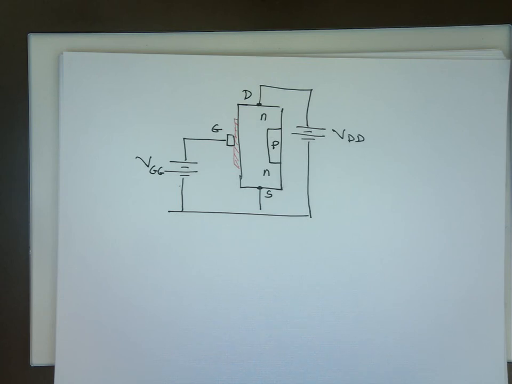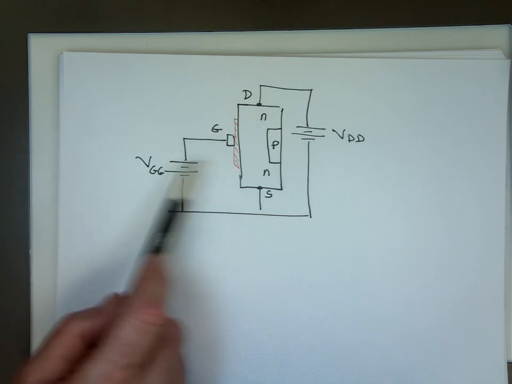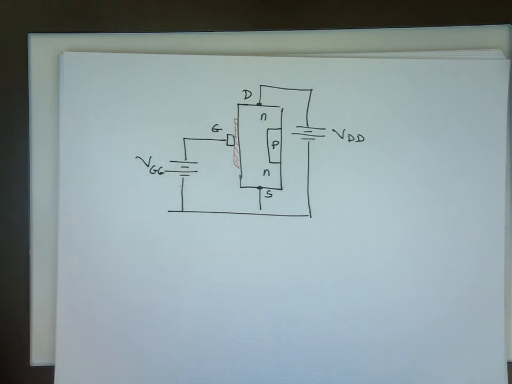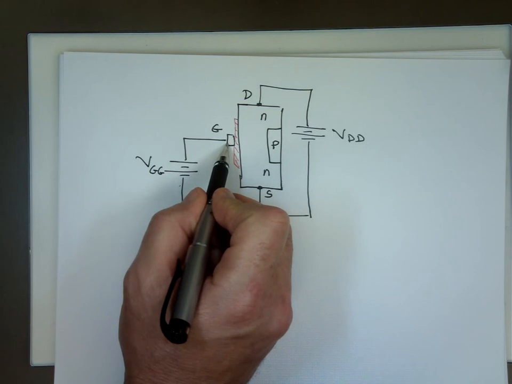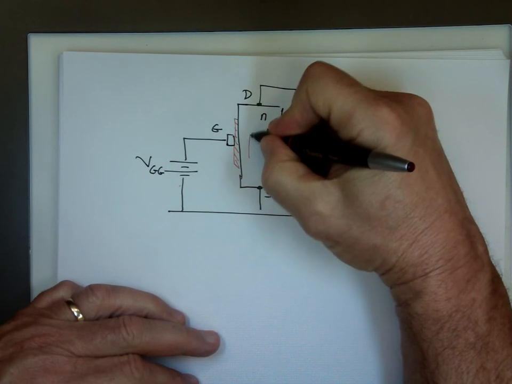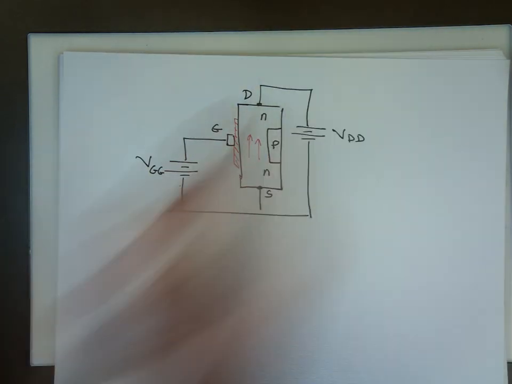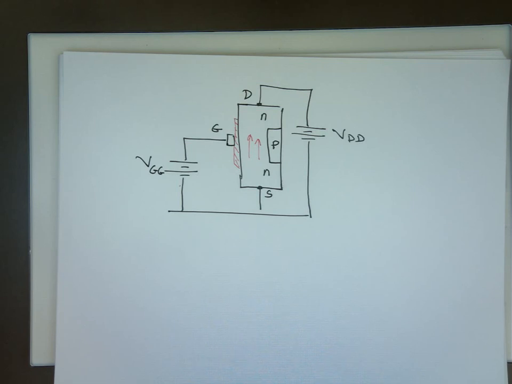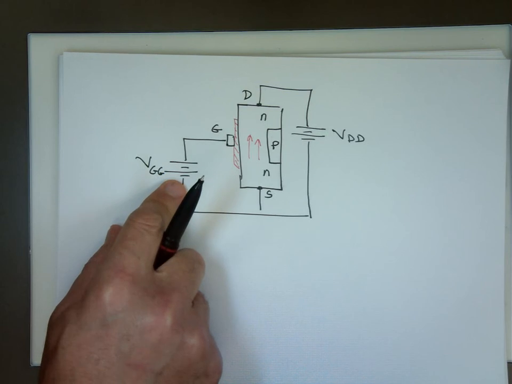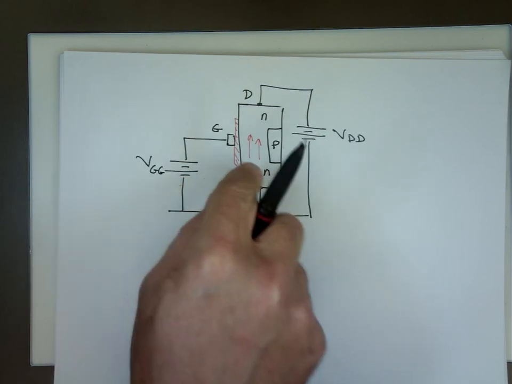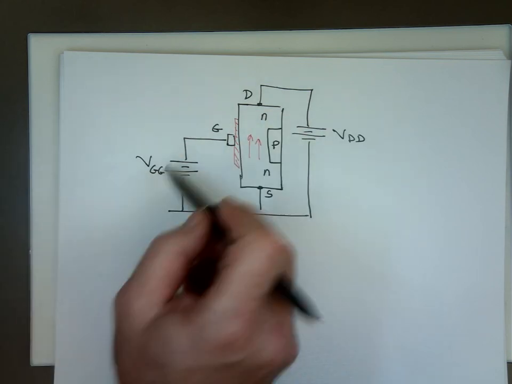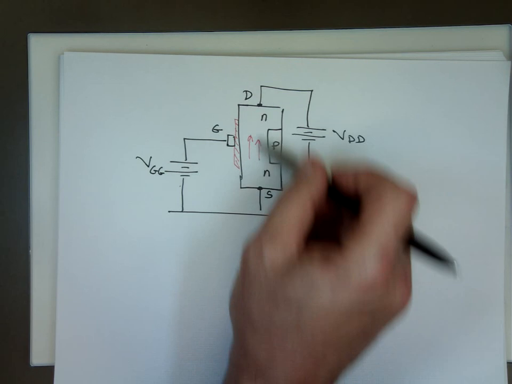So what will happen when you put a plus voltage here at the gate? The positive voltage at the gate increases the number of free electrons, going up there. The more positive the voltage here is, the greater the conduction from the source to the drain. So the larger this voltage, the more current is going to go through that.